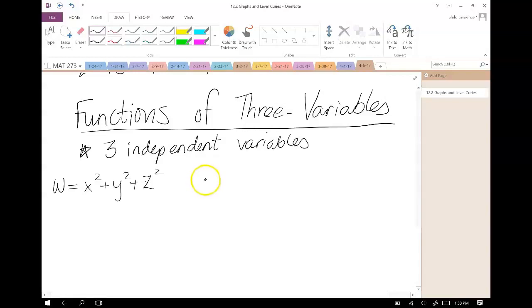So if we wanted to write this in function notation, we could say f of, what do you think is going to go in the parentheses? x, y, z. We have three independent variables. We need to list all of them. Equals x squared plus y squared plus z squared.